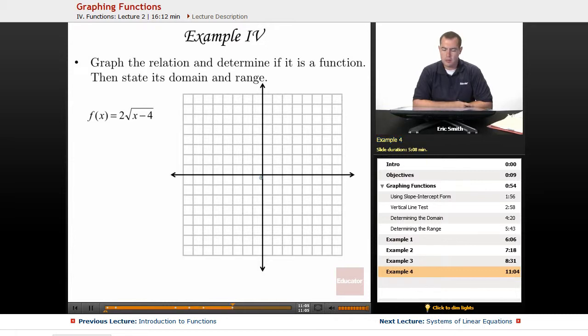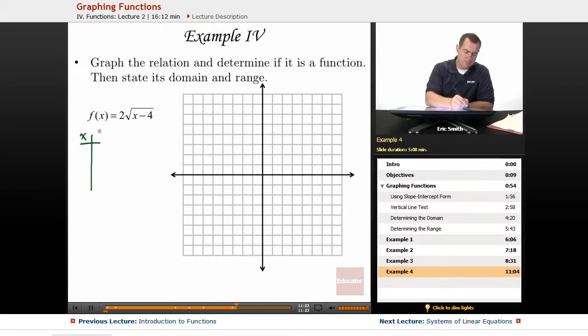Graph the relation and determine if it is a function. Then state its domain and range. So we got a little bit to do with this one. Let's first just develop a graph of it. Now this one is not a linear equation, so unfortunately I don't have too many shortcuts at my disposal, so I'm just going to end up creating a table of values to help me out.